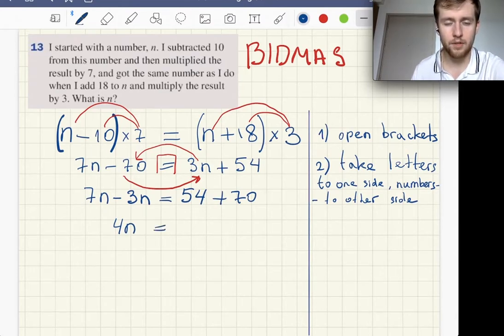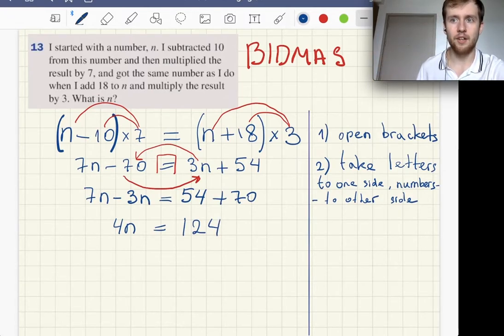54 plus 70 equals 124. Okay, so 4n equals 124. We can look at it like this: 4 letters n cost 124 baht. How much is one letter n? We can find out by dividing it by 4.